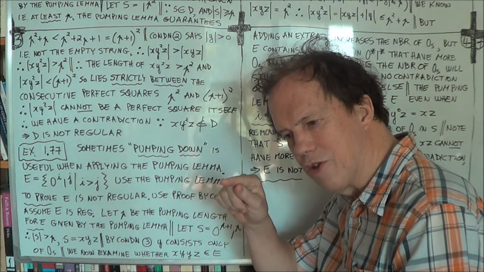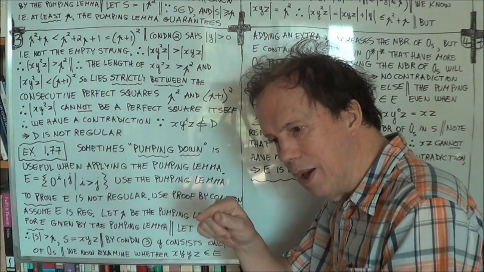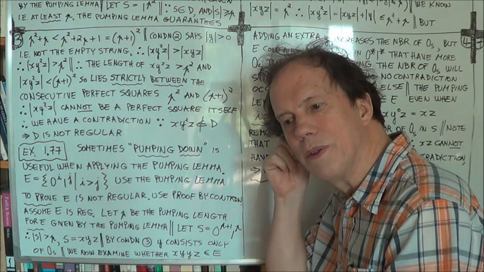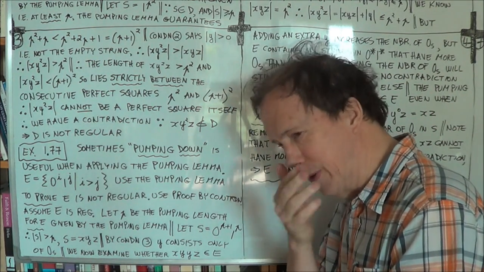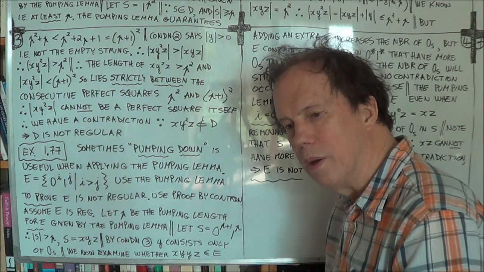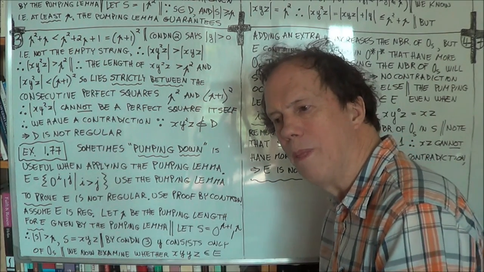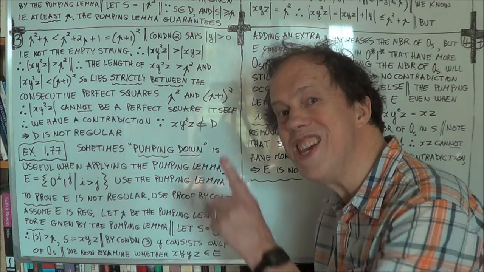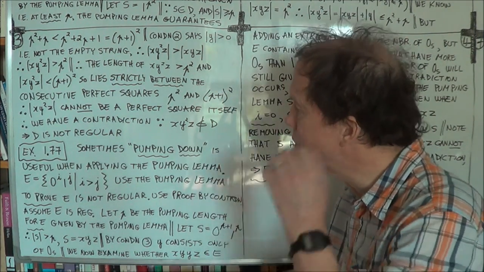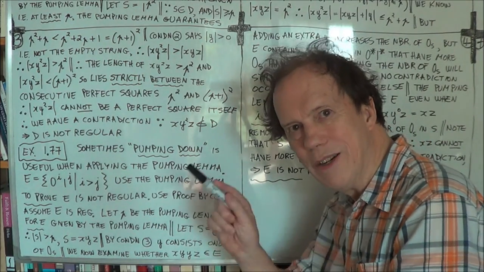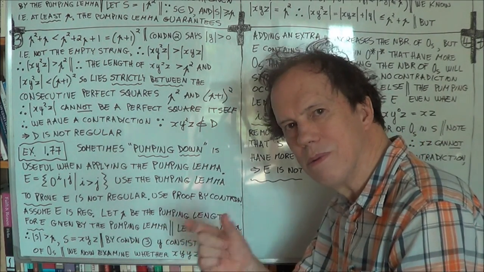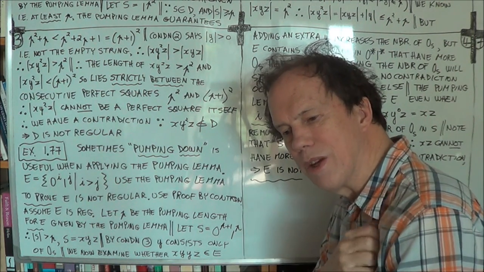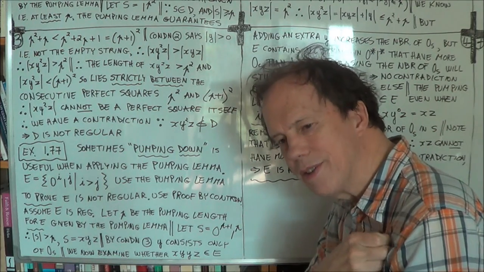According to the pumping lemma, the pumped string x y to the power i z belongs to the language also. But the power i can be 0, right? So i is greater than or equal to 0. So in this case, when we pump down, we're going to decrease the number of Y's, the Y substring, in your pumped string. We'll go the other way. We'll go down instead of up.